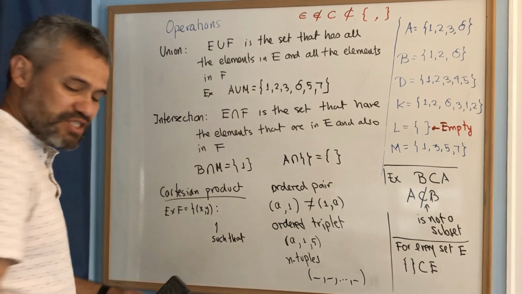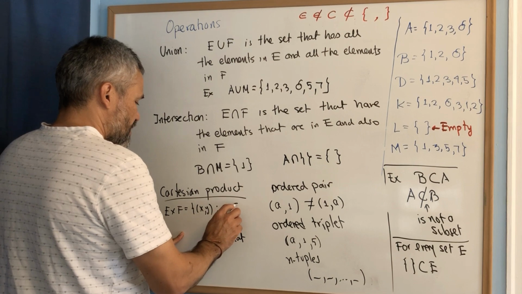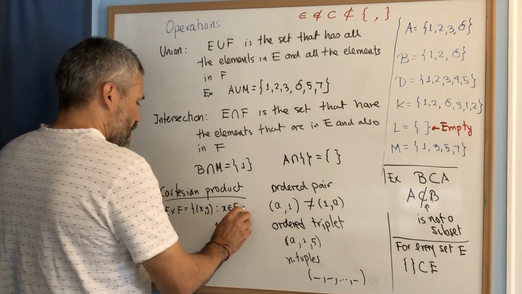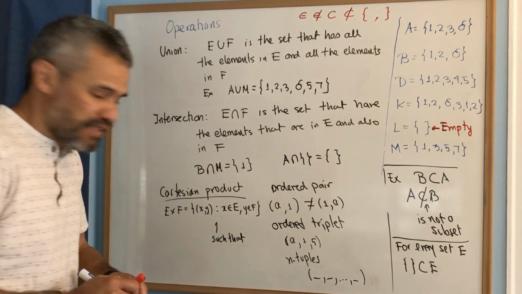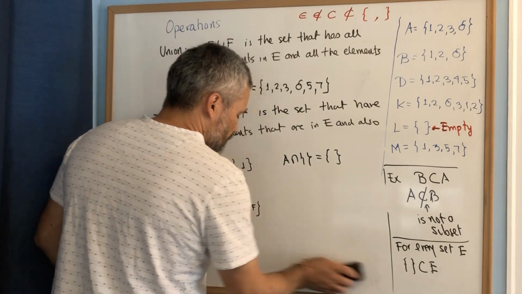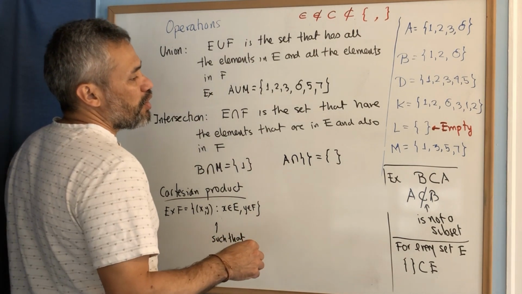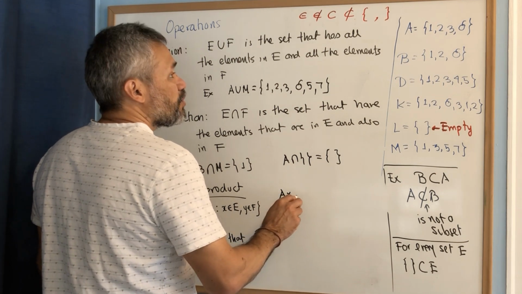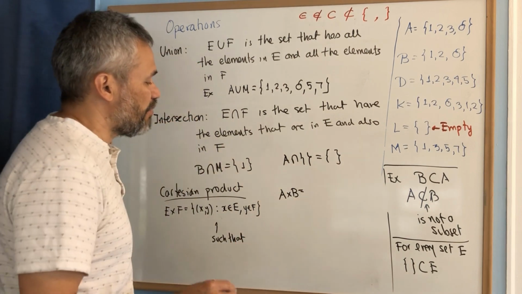Both of them, such that x is an element in E and y is an element in F. This is the definition of the Cartesian product. Then if I do the Cartesian product of A with B, what are the elements here?